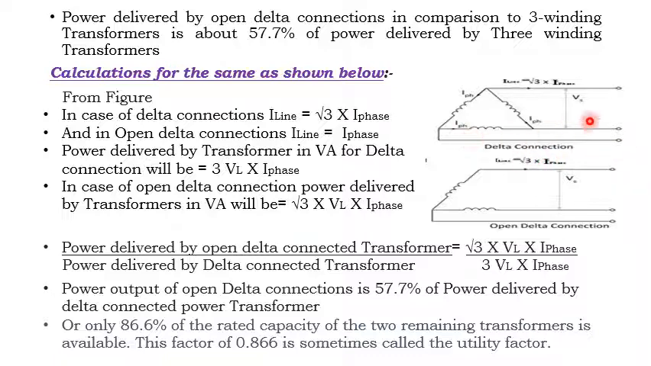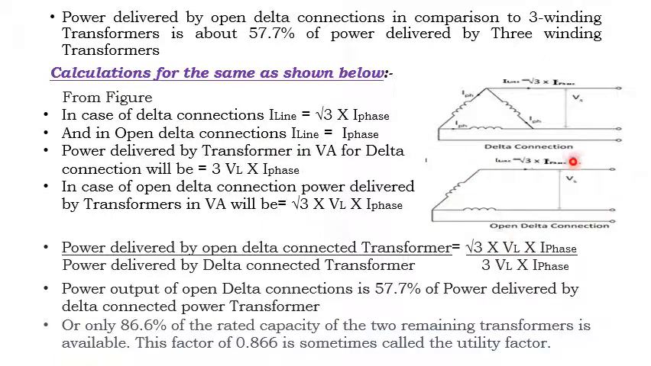So see, this is the delta connection, and this is the open delta connection. From this figure, in case of the delta connection, I am supposed to write the line current, that is IL is equal to root 3 times I phase. And in open delta connection, the same thing here.